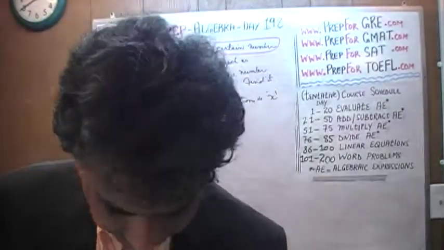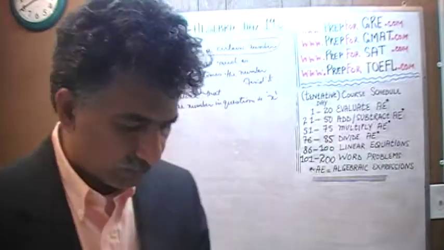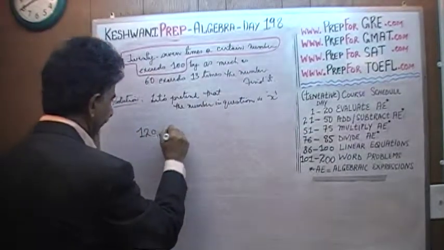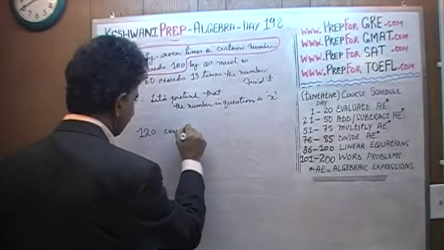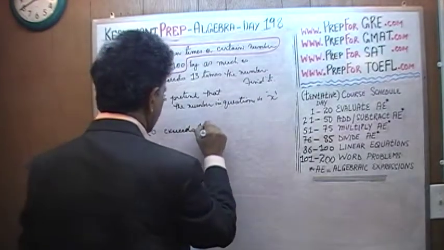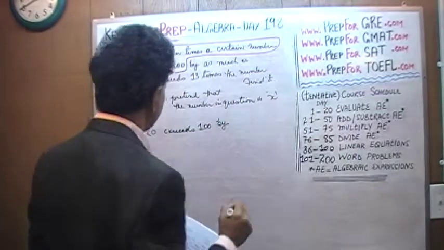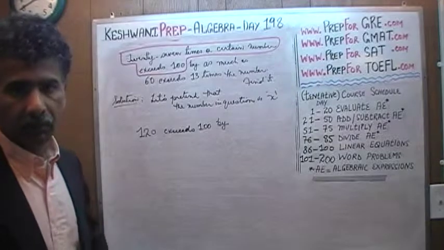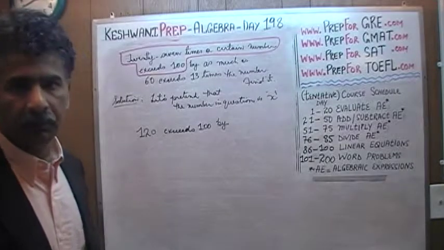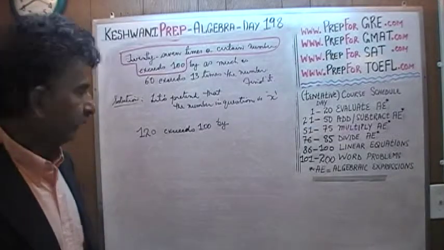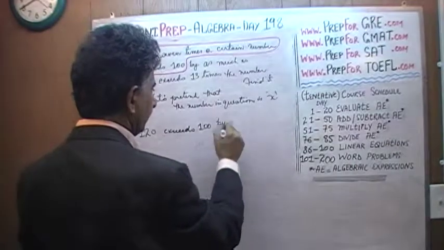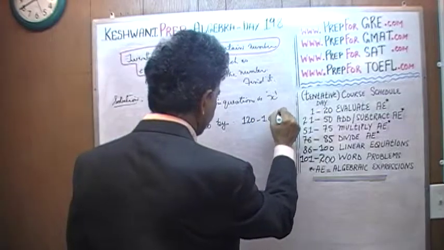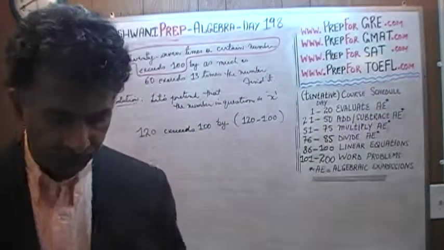So here's the question. If somebody were to ask us, 120 exceeds 100 by how much? That's a very simple question. 120 exceeds 100 by 20. The question is, how do we find that? Well, 120 exceeds 100 by 120 minus 100. That's how we find it.